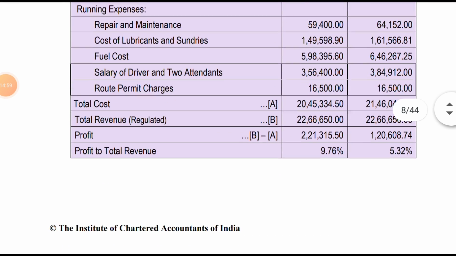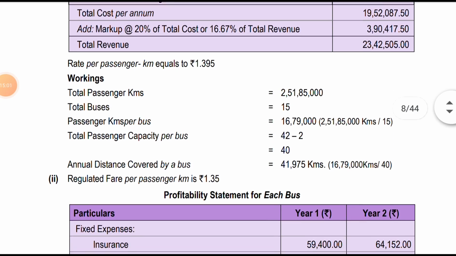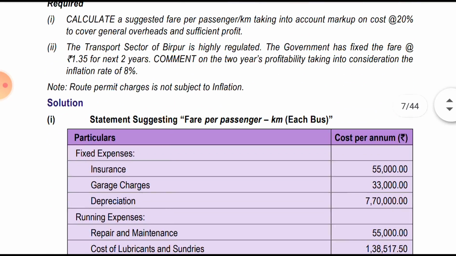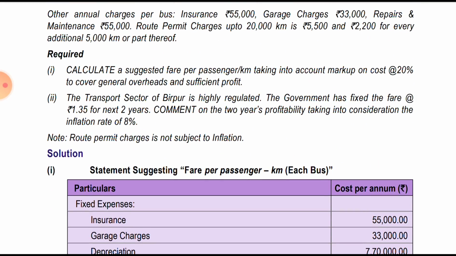Okay, we'll continue. So the first part is done. In the next part, they have said the transport sector of Birpur is highly regulated. The government has fixed the fare price at 1.35, and has fixed the selling price for the next 2 years. Comment on the 2 years' profitability, taking into consideration an inflation rate of 8%.